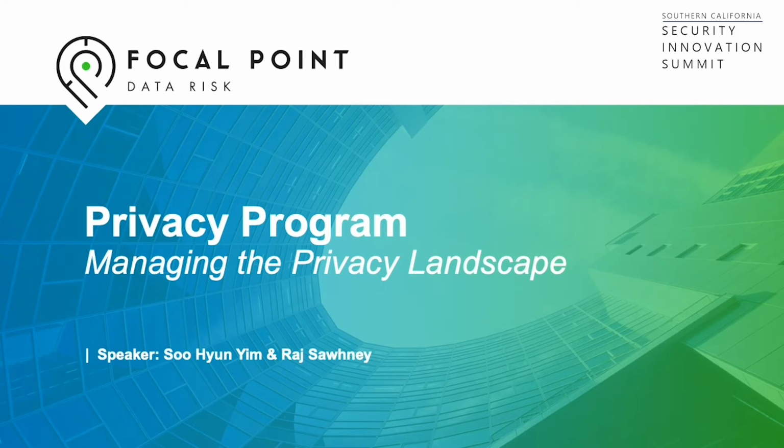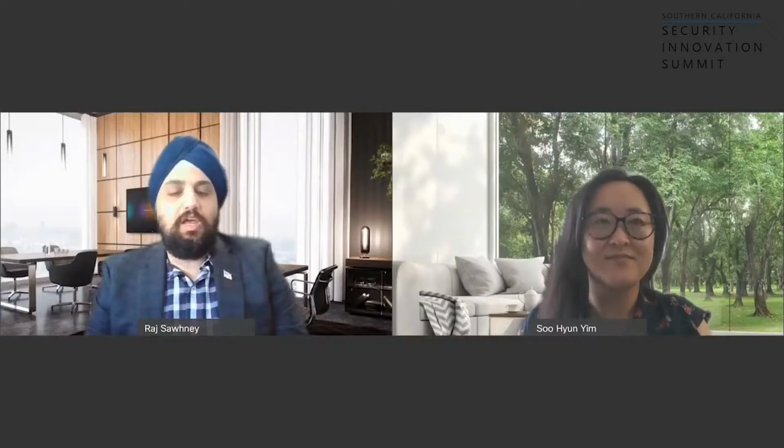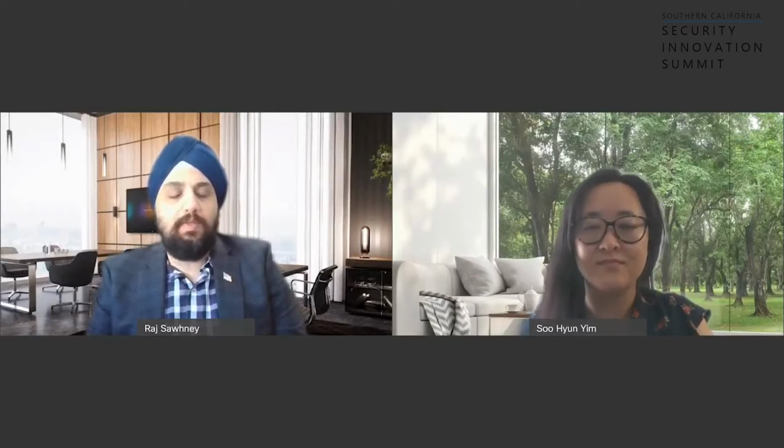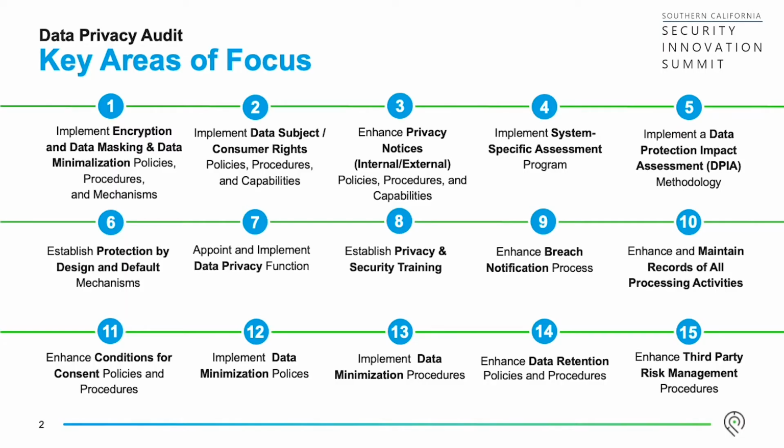Sue and I will be going through some of the key areas for focus for building out the data privacy audit program. As we go through this, there are actually 15 different key areas. In the interest of time, we're going to focus on some of the more important ones, but that's not to say the rest of them are not important. So I would encourage you to go through them all.